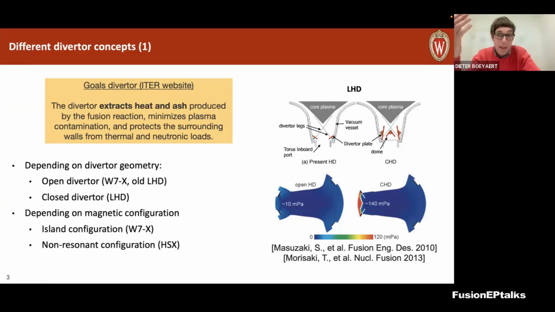And that's an advantage for pumping, because then you can pump out a higher fraction. You can see that here on the plot at the bottom. There you can see a pressure of around 10 millipascal. And when they introduce some extra structures with which they close the diverter, you can see that it is 14 times more, up to 140 millipascals of pressure.